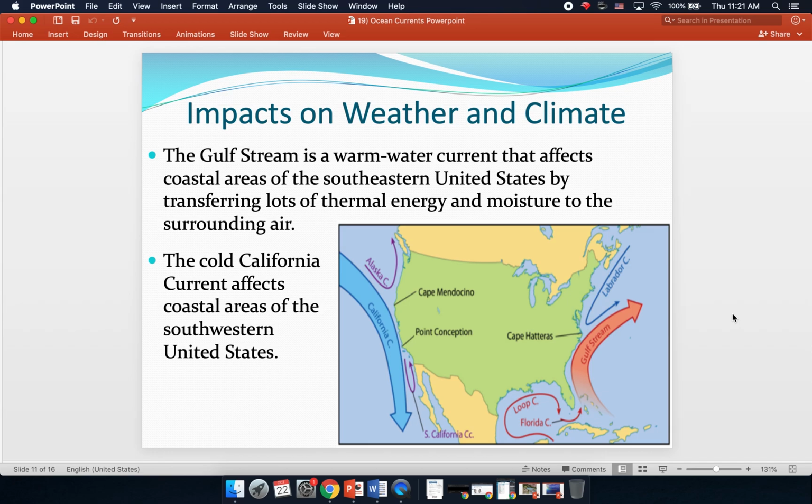All right, the Gulf Stream is a warm water current that affects coastal areas of the southeastern United States by transferring lots of thermal energy and moisture to the surrounding air. So you have the Gulf Stream, this ocean current. It comes right by us here in the southeastern United States, and then it goes across the Atlantic towards the United Kingdom. And then over here on the other side of our continent, we have the cold California current, and it comes down from here and brings cold, dry air down along the west coast.